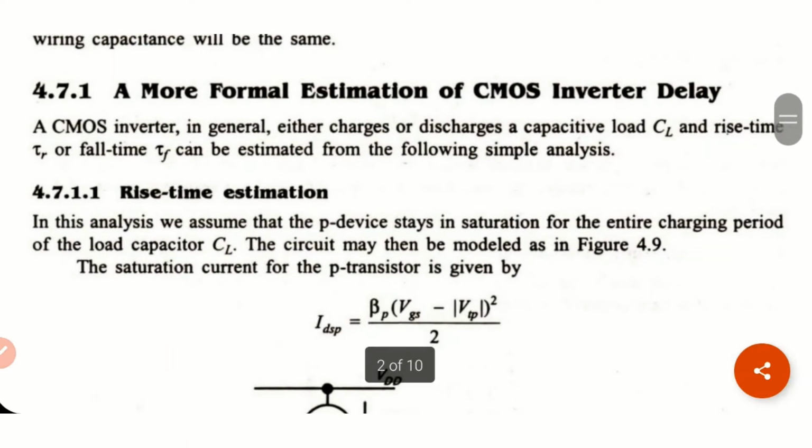Next is your CMOS inverter delay. In this we are having two things. One is the rise time estimation, another is the fall time estimation. So we have to consider these derivations. The CMOS inverter either charges or discharges a capacitive load. Clear? That is CL, the capacitive load.